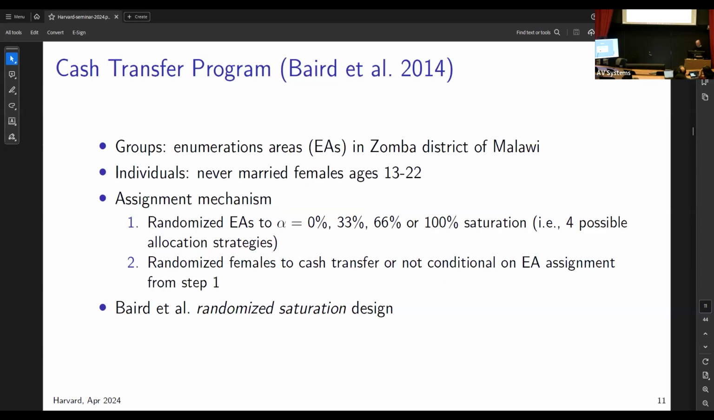So this is an example of such a study that took place in Malawi, where the clusters were these so-called enumeration areas. So these are like census districts. Each of these enumeration areas was assigned to one of 4 policies, alpha 0, a third, 2/3, or 1. And then in the second stage, the individuals who participated in the study, who were women who are not married, ages 13 to 22, they were randomly assigned to get the treatment or not. The treatment here was a cash transfer. But the likelihood that they got assigned treatment depended on the alpha that was assigned to their cluster in the first stage.